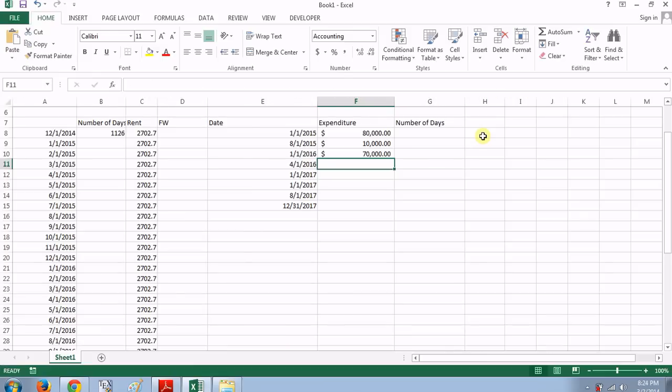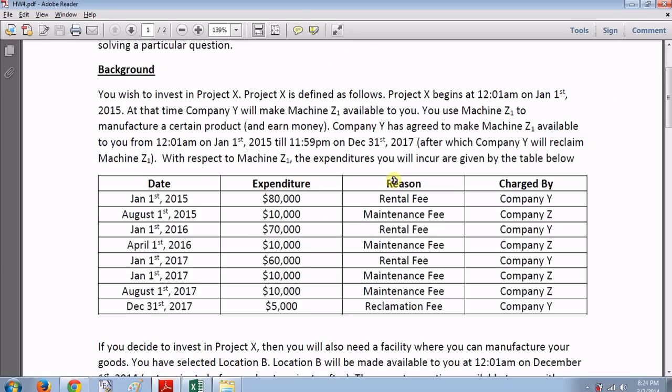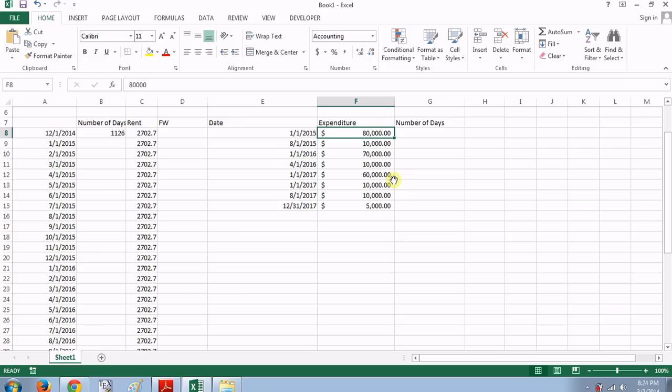70,000, 10,000. So coming to the reason why I use accounting format, because it's very easy to verify the numbers. Excel takes care of all the commas and the decimal points, so on and so forth. So you can just do a quick look and you'll be fine. 10,000, 10,000, and 5,000. Okay, is that correct? Let me do a check. 80,000, 10,000, 70,000, 10,000, 60,000, 10,000, 10,000, 5,000. Yes, that is okay. Okay, fine.